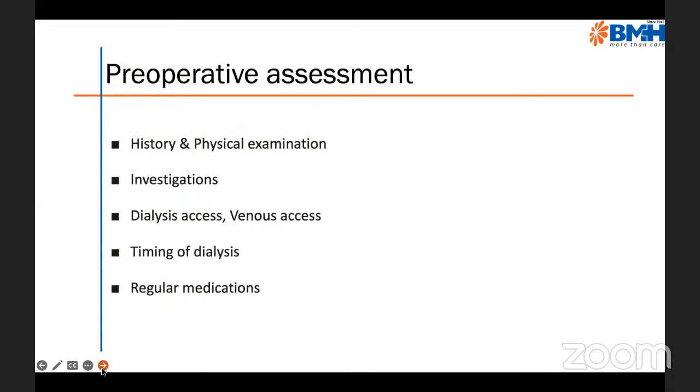So coming to preoperative assessment, I'm not going into detail. You have to have a thorough history and physical examination and do the investigations. I will come to that. Note the dialysis access and possible venous access for the perioperative period, and note the timing of dialysis and the regular medications. Patients will be having a lot of medications. You have to note all these medications, whether they have to be continued or not. I'm sure the subsequent speaker will be dealing with all these things. I'm not going into detail.